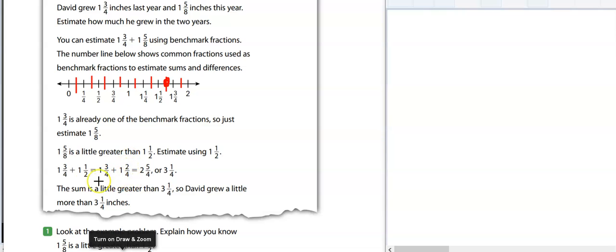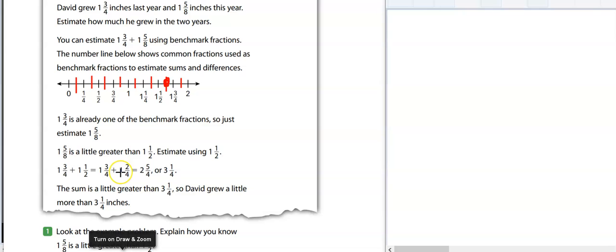Why? Because we had to make 3/4 and 1/2 equivalent. In order to do so, we had to turn our 1 1/2 and multiply it by 2 to give us 1 2/4. Now we can add them because our denominators are the same.